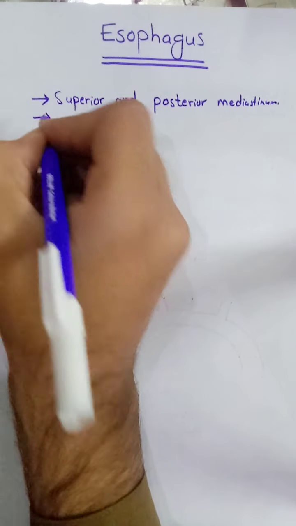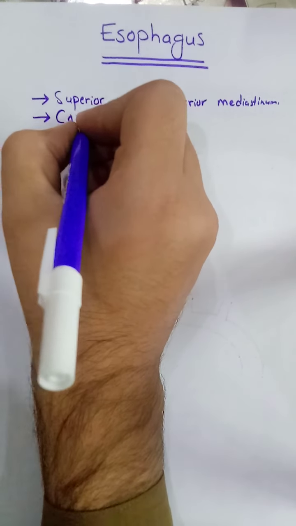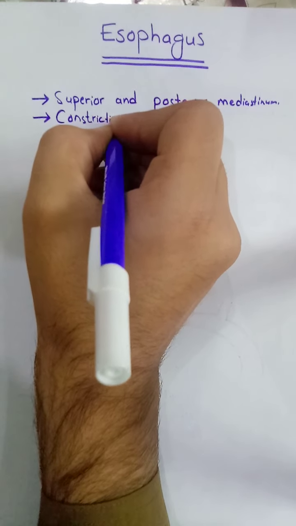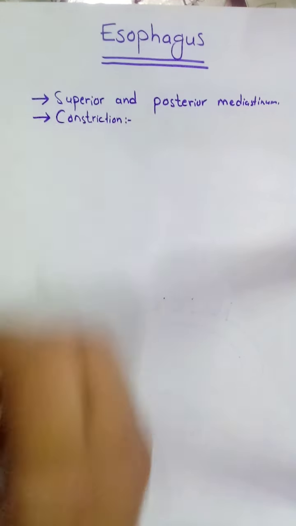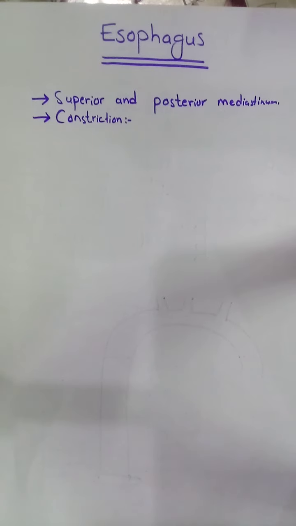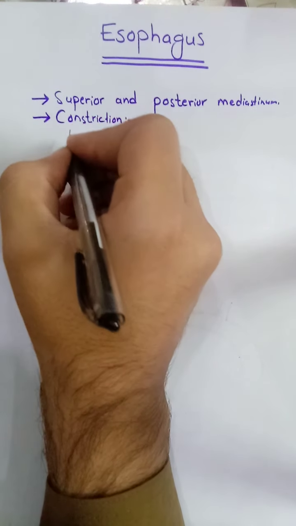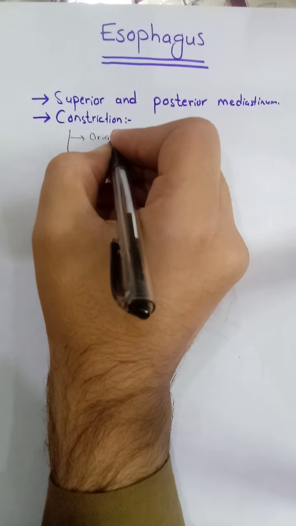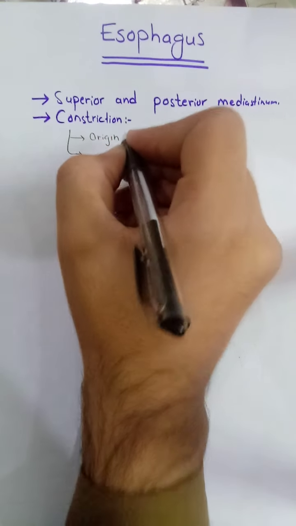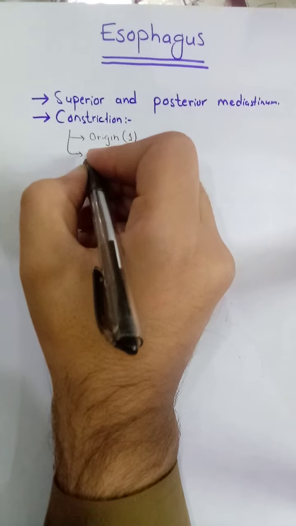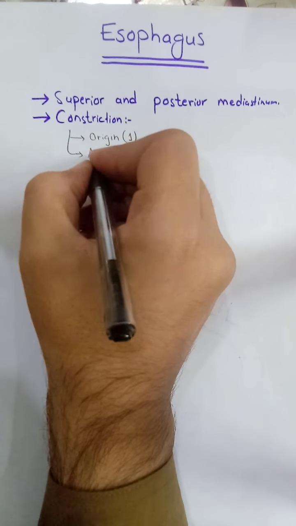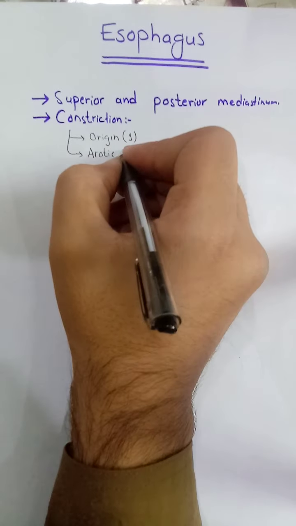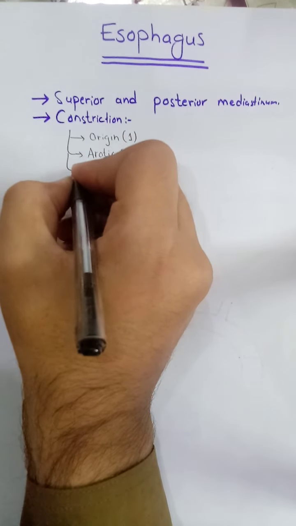So, constrictions. There are four constrictions of the esophagus. We will discuss them here. The first constriction is at its origin. The second is the aortic constriction, which is due to the arch of aorta.